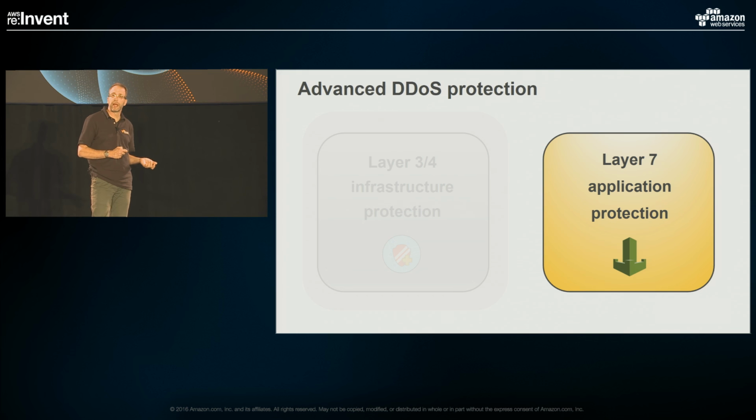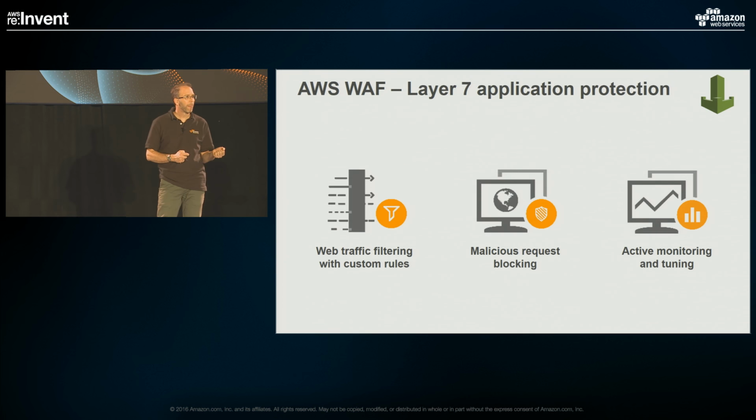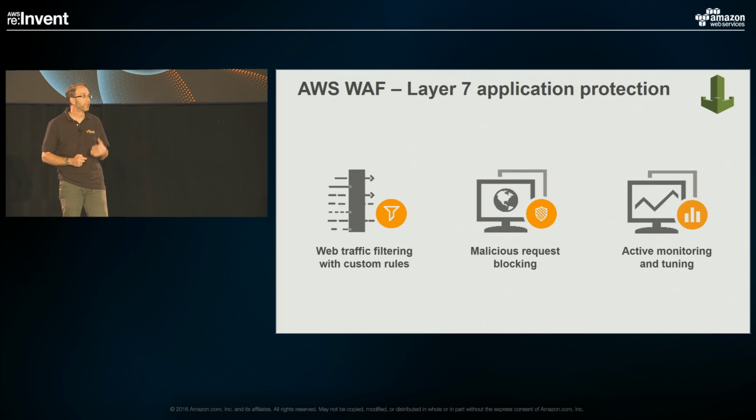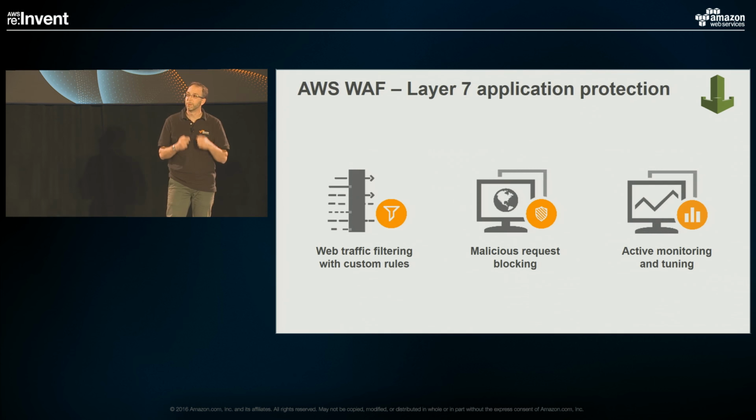For layer 7 application attacks, we rely on AWS WAF. And importantly, with AWS Shield Advanced, WAF is included at no additional charge. So by subscribing to AWS Shield Advanced, you get WAF, you can implement rules, you can protect your web applications, and you also have access to our DDoS response team to help you with that.